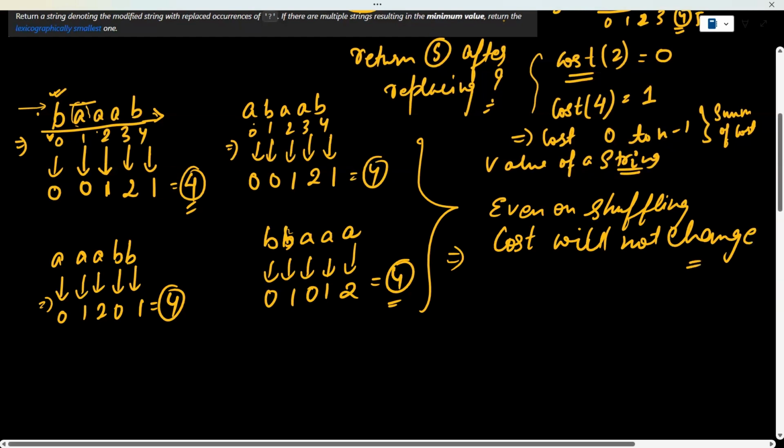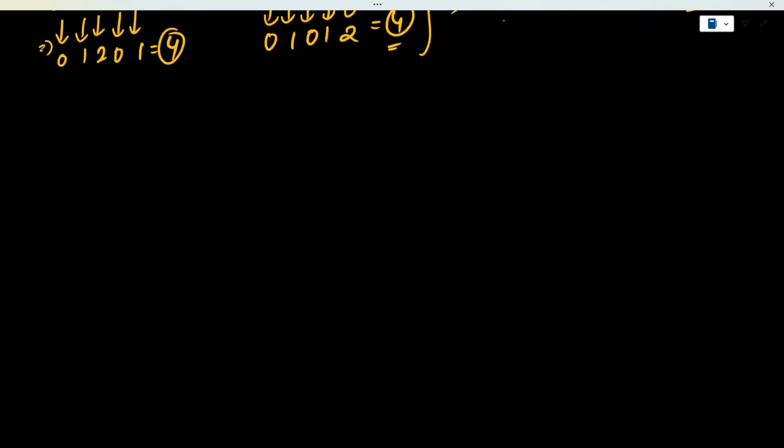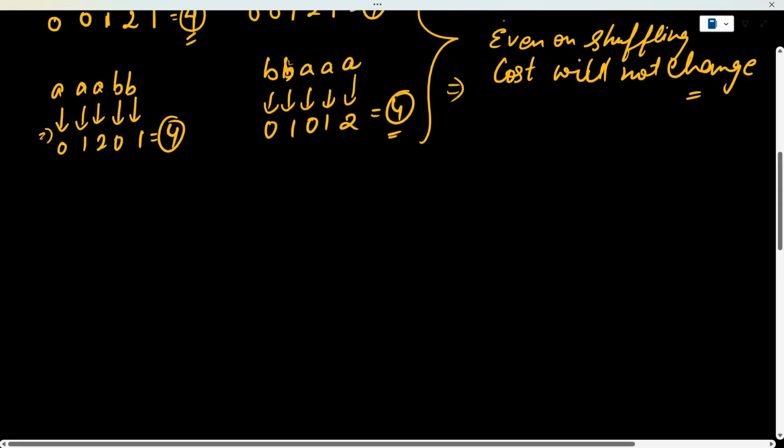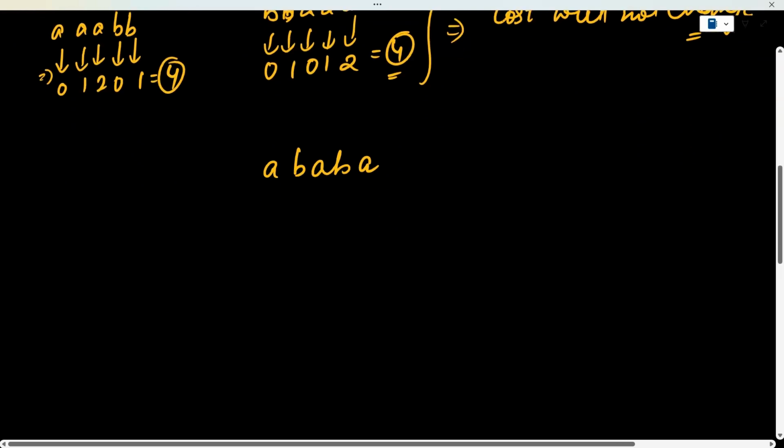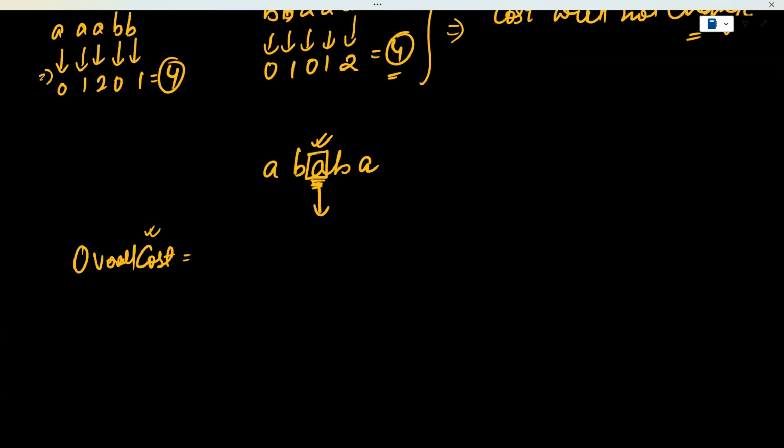So how to get this intuition? Suppose in this only, let's take this example, A, B, A, B, A. We have 3 A's and 2 B's. Now, if we want to calculate the cost of this character, not only the cost of this character, but because of this character, how much value is being added in the overall cost.